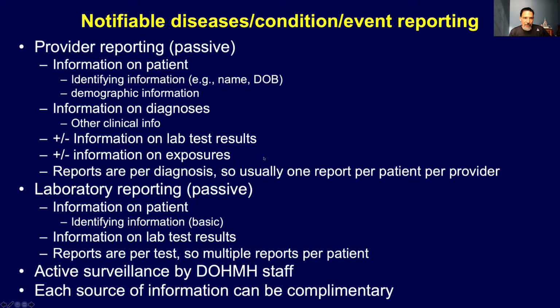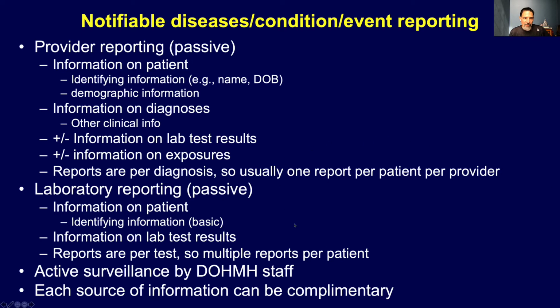That's also something that health departments, if they need it for surveillance, usually end up having to get themselves. And reports are per diagnosis, so usually one report per patient per provider. For laboratory reporting, you get that sparse information that I mentioned, some basic identifying information, and the lab test results, and reports are per test. So, just from a data management standpoint and understanding the data you're getting, there may be multiple lab reports for a single individual in the reports coming from labs.